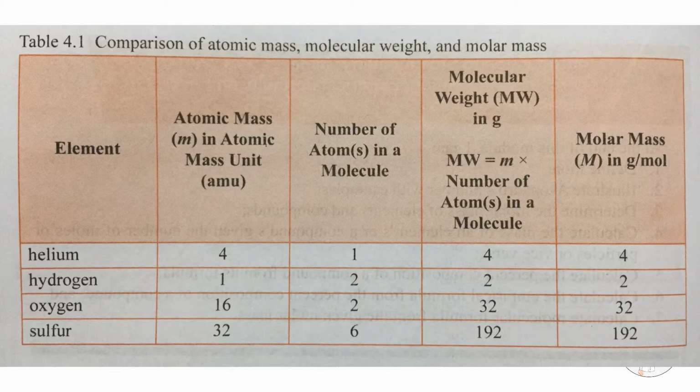So for example, hydrogen has 2 atoms in the water molecule. We multiply it by its atomic mass, which is 1. So we have a molecular weight of 2. Okay, got it? So to get the molecular weight, again, you simply multiply the number of the atoms present in a molecule of a substance by the atomic mass. Okay?